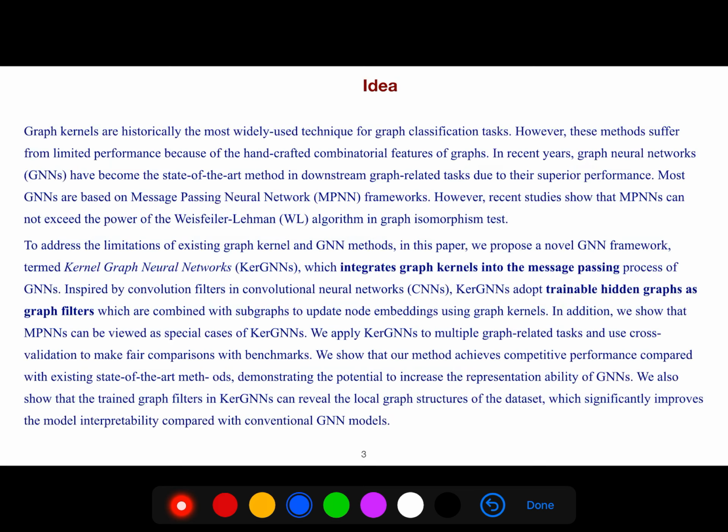So, to address the limitations of existing graph kernel and GNN methods, we propose a novel GNN framework termed KerGNN, which integrates graph kernels into the message passing process of GNNs. Inspired by convolution filters in convolutional neural networks, KerGNNs adopt trainable hidden graphs as graph filters, which are combined with subgraphs to update node embeddings using graph kernels.